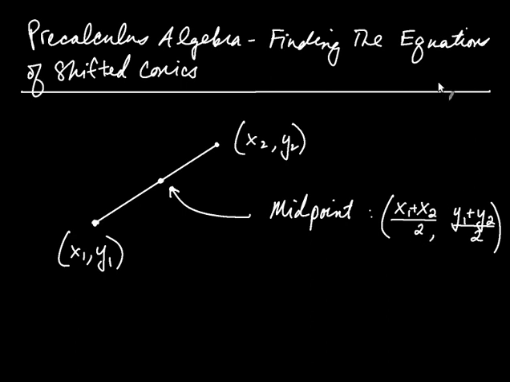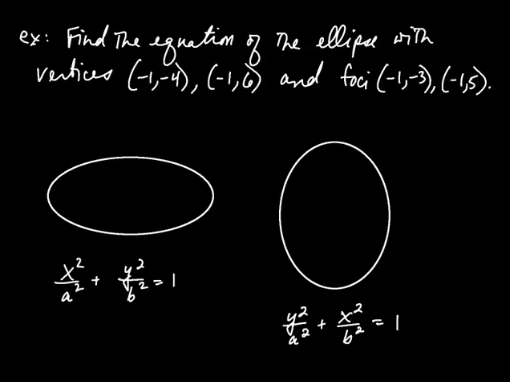Okay, with that in mind, let's go ahead and find the equations of shifted conics. By the way, we should point out here that we're just shifting our conics vertically and horizontally. We're not rotating or anything like that. Okay, so let's take an example. Let's find the equation of the ellipse with vertices (-1, -4) and (-1, 6), and foci (-1, -3) and (-1, 5).